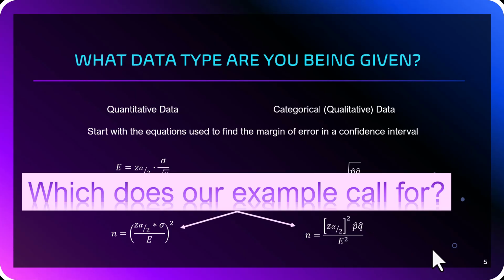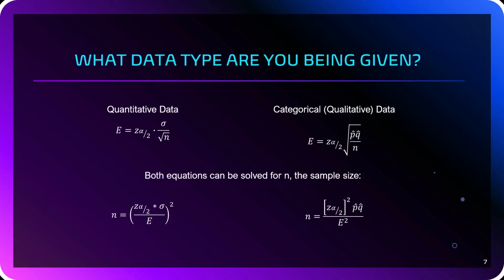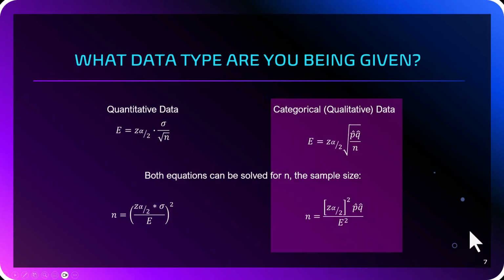So in our problem, which of these two is appropriate? In other words, in our example, are we being asked to find the sample size for quantitative data or categorical data? Well, let's go back to our question and see if we can figure it out. So I encourage you to pause the video, see if you can find the answer, and then unpause it to see if you're correct. So you might notice this key word right here is population proportion. So that suggests to us that we have quantitative data. So therefore, we must use this formula over here.